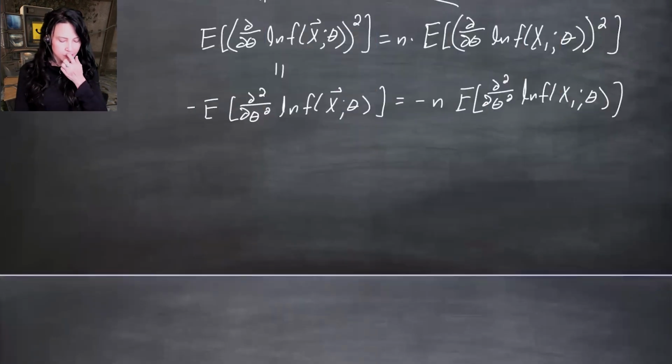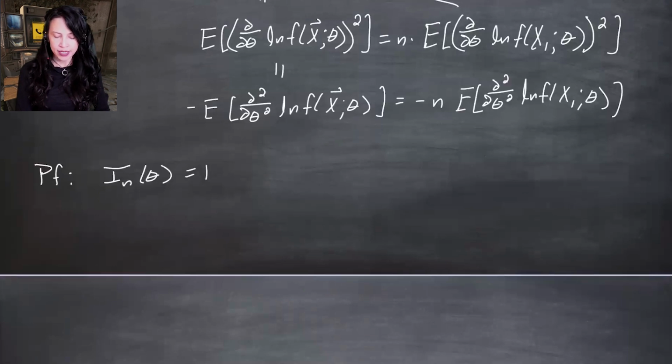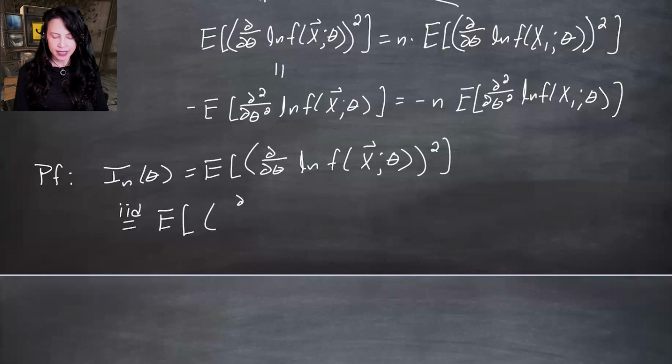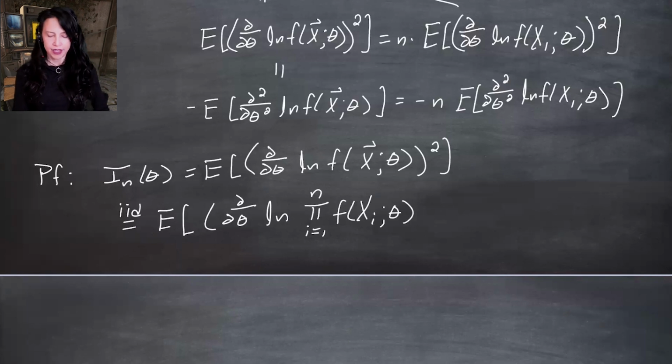Let's prove it. V, the n-dimensional Fisher information, is the expected value of the derivative of the log of f of the vector x and theta, squared. If they're IID, then that joint PDF has a nice form. We get the product as i goes from 1 to n of f of Xi and theta. Those are different functions because the f up here takes an n-dimensional argument and the f down here takes a one-dimensional argument.